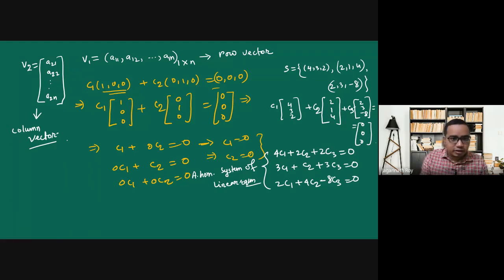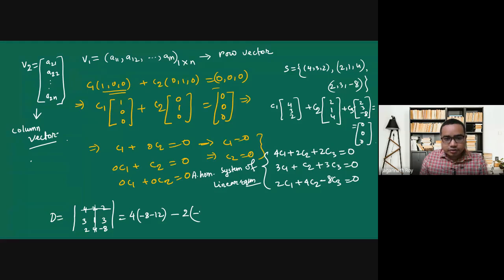So let us take the determinant. D may be the determinant: 4, 2, 2; 3, 1, 3; and 2, 4, minus 8. So if you take the determinant, what will happen? 4 into (minus 8 minus 12) minus 2 into (minus 24 minus 6) plus 2 will be there.